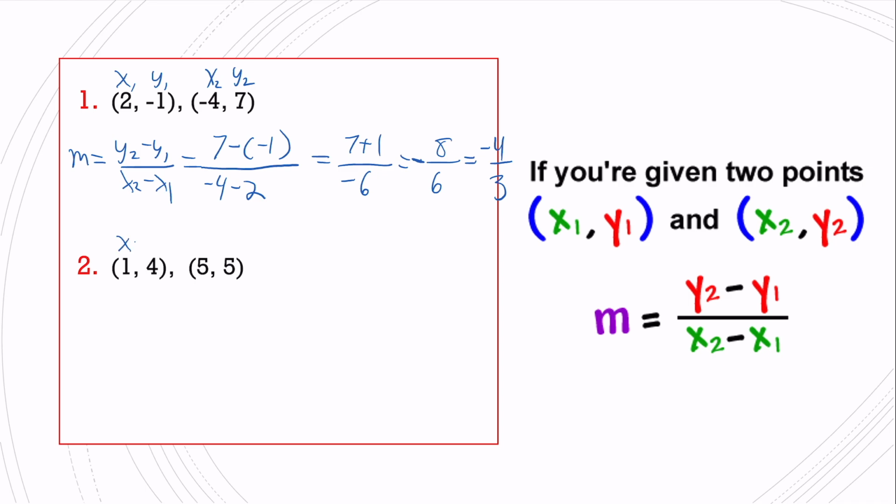Let's do this again, another example, x1, y1, x2, y2. I'm going to look at my change in y's, so I've got 5 minus 4 over 5 minus 1. That gives me 1/4, right? So I have a positive slope. It has a rise of 1 and a run of 4, right? So that's how we're going to be calculating our slope.